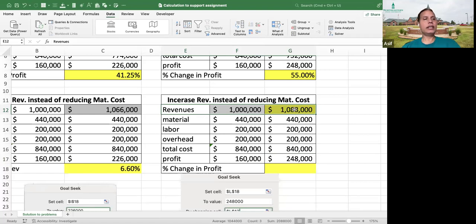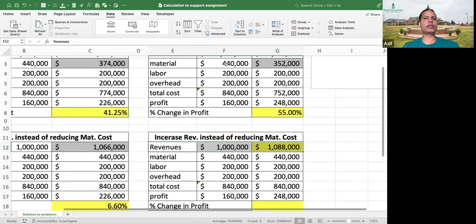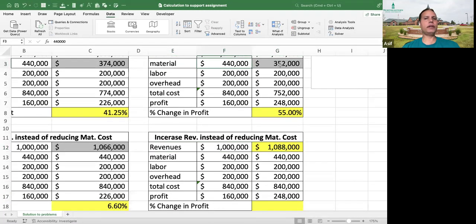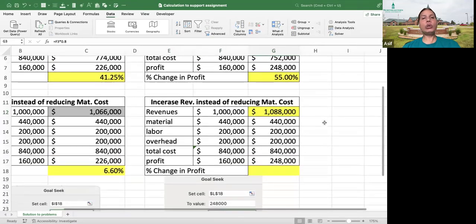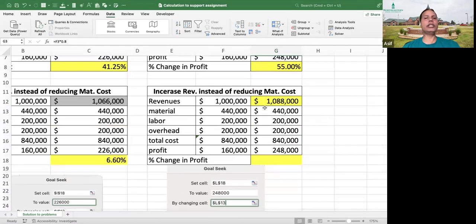So this means that you have two options here. One option was to reduce this material cost, which we actually did earlier over here. We reduced it from 440,000 to 352,000. Or if you cannot do that, the other alternative is to increase your revenues. Give a higher target to your sales teams, and that target would be a revenue of 1,088,000, and that would give you the same level of profit.